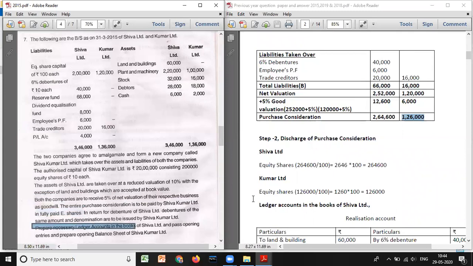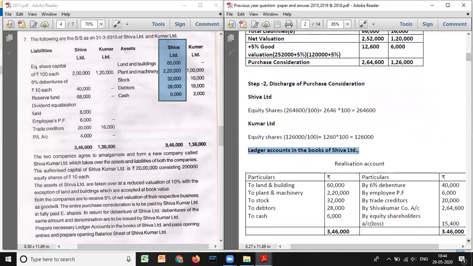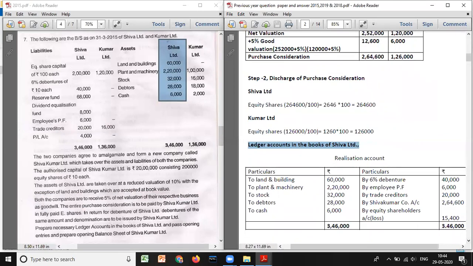For ledger accounts, see, there are two companies. Both the companies will be liquidated, but here they're asking us to prepare the ledger account only for Shiva Limited. So we'll prepare only for Shiva Limited. Okay. Now, realization account. First is always the realization account, which you have to prepare.